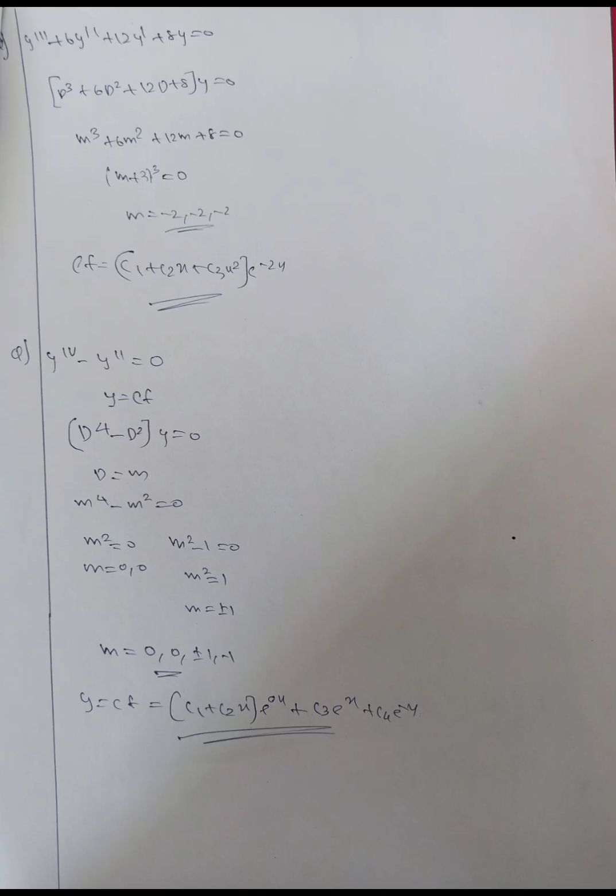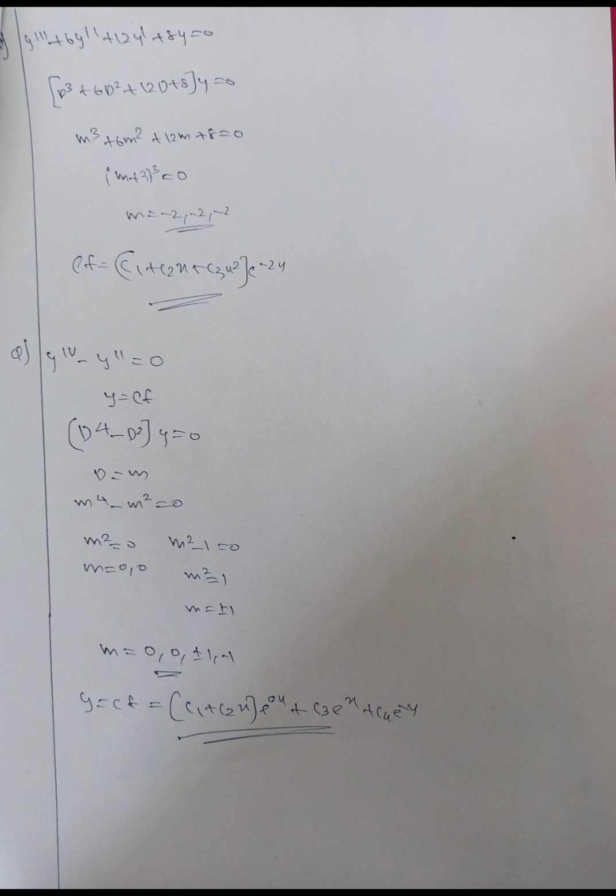Now in the third question, we can see y triple dash is the highest order. So the values of m are minus 2 and minus 2. The values of m are the same. So the equation for CF will be c1 plus c2x plus c3x square, e raised to minus 2x. The answer will be in this format.